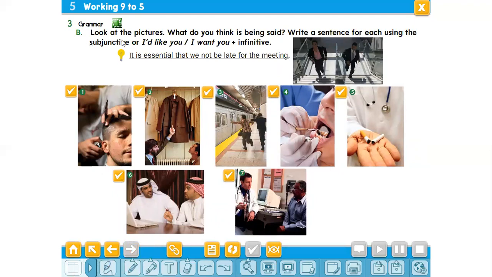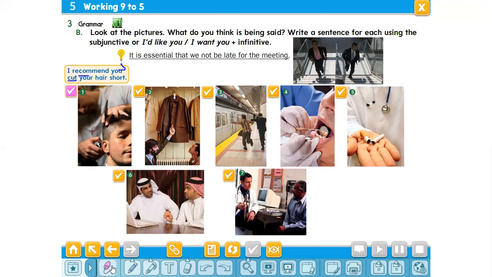Exercise number B, look at the pictures. What do you think is being said? Write a sentence for each using the subjunctive or I'd like you to or I want you plus infinitive. For number 1, what can you say? Excellent. I recommended you cut your hair short. Here I use subjunctive. Verb recommended, subject, and the base form.